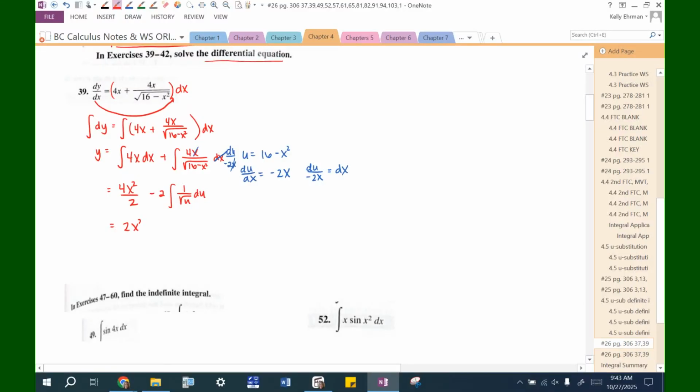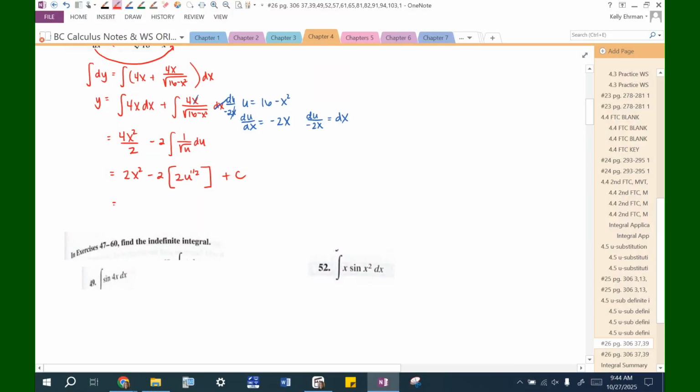I'm also going to simplify here. That's just 2x squared minus 2 times, so this is u to the negative 1/2. So if you add 1 to that, you get u to the 1/2. Instead of dividing by 1/2, multiply by 2. There's a plus c out here. And then I'm just going to replace my u with the expression in terms of x. So 2x squared minus 2 times, or how about we just make it minus 4, times 16 minus x squared to the 1/2 plus c.